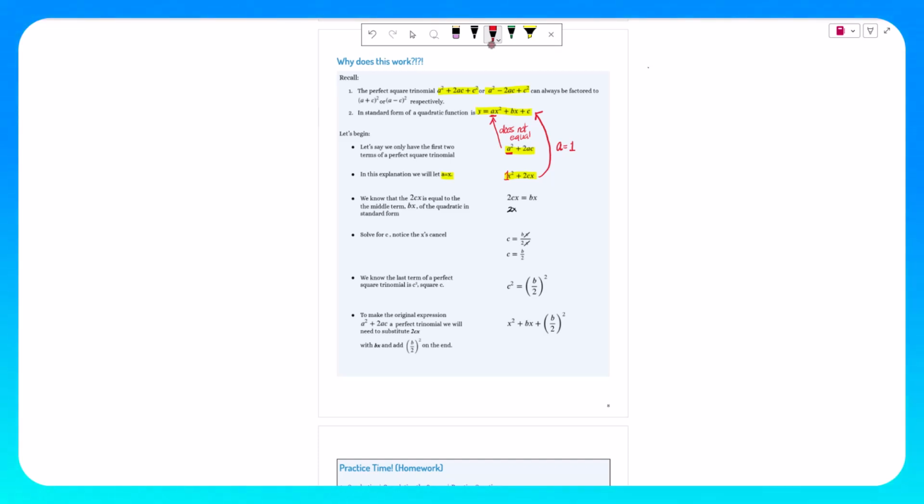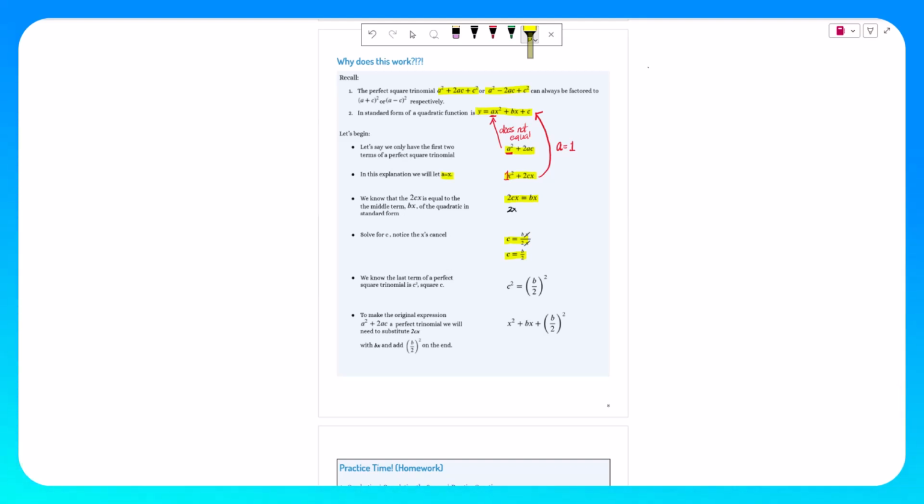So let's say for these two expressions, this x squared plus 2cx, to equal ax squared plus bx plus c, that means the 2cx must equal bx. Those two terms have to be the same. Well, if we solve these for c, c being the thing on the end, c must equal b over 2.